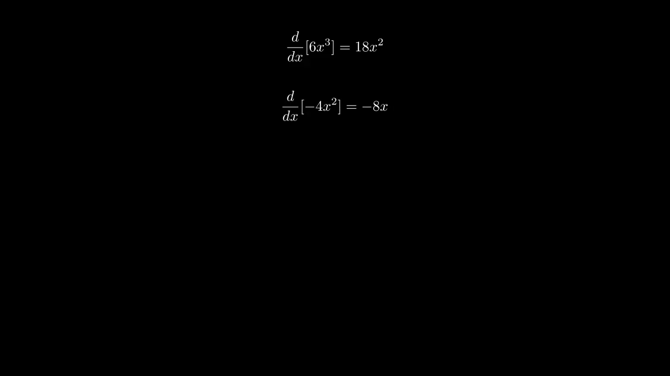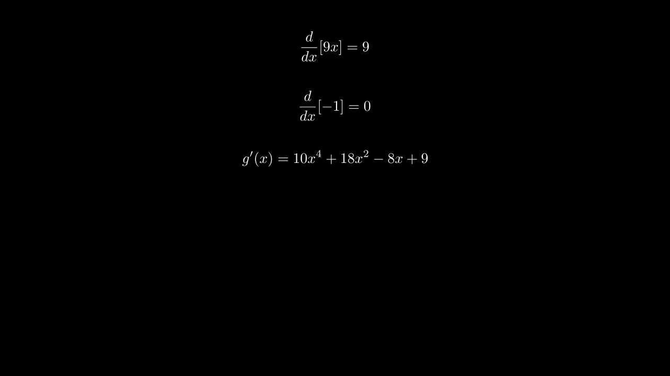The derivative of negative 4x squared is negative 8x. The derivative of 9x is 9. The derivative of the constant negative 1 is 0. The final derivative is 10x to the fourth plus 18x squared minus 8x plus 9.